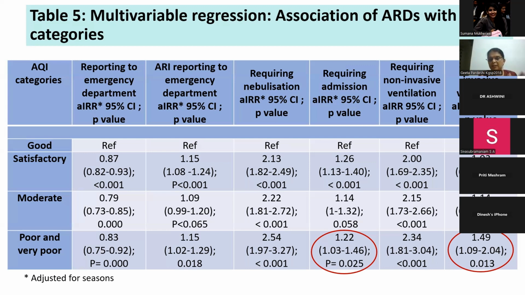So for each of these incidence rate ratios, you will have to interpret them, and there could be some surprising results which you will have to explain in your discussion section, for which literature may help you out. Otherwise, you will have to look at the pattern and overall, you will have to try to describe your findings. For example, you could say that the risk of requiring non-invasive ventilation for poor and very poor AQI days compared to good AQI days is 2.34 times more after adjusting for seasons. So each of these IRR values can be interpreted in this particular way.